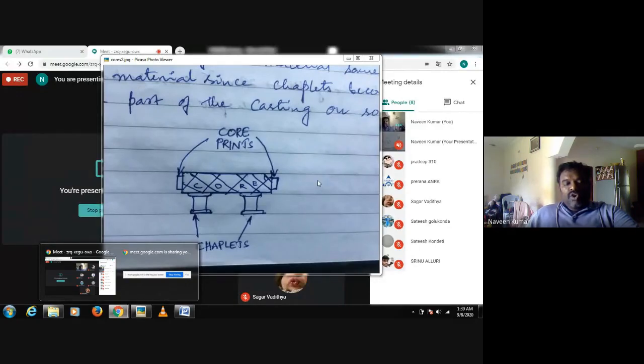Next, core prints are provided. Core prints are provided on either sides of the core to avoid shifting of the core from its position.